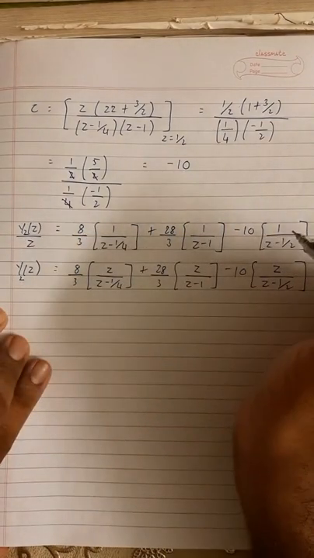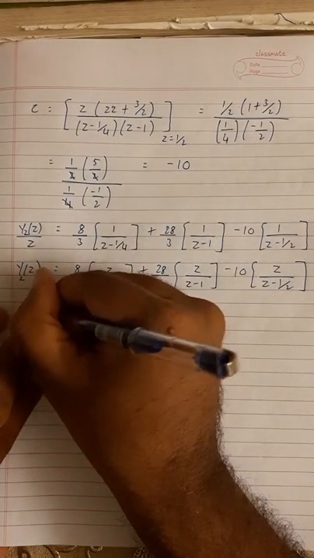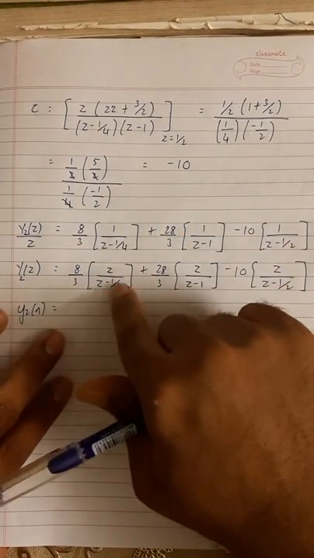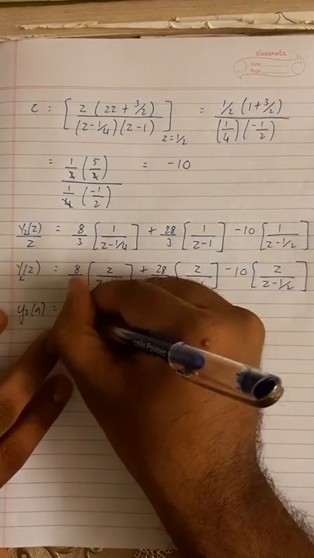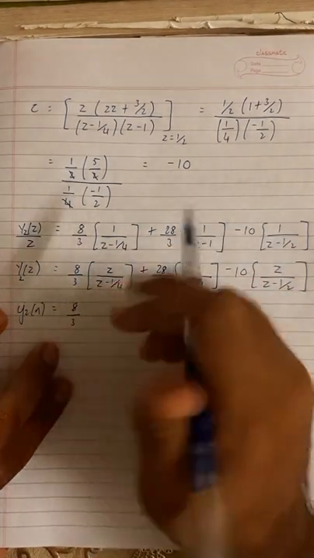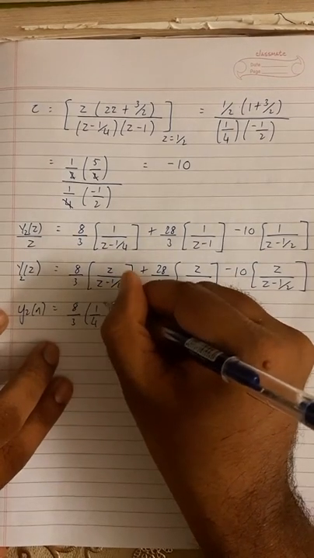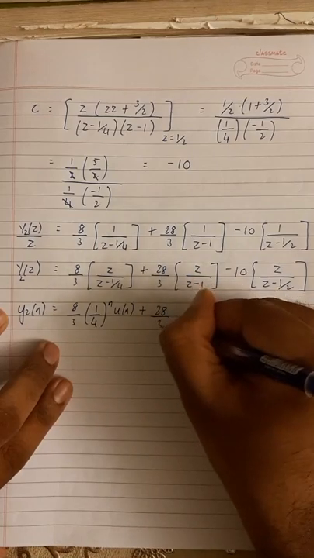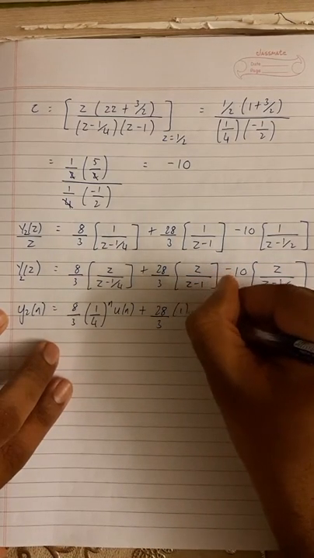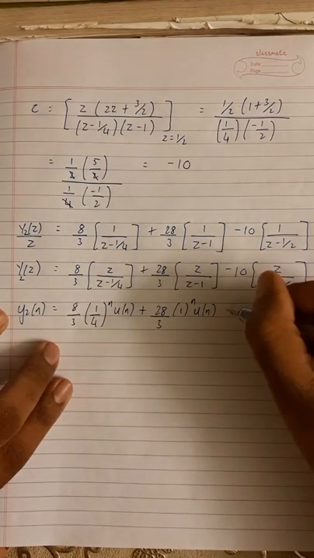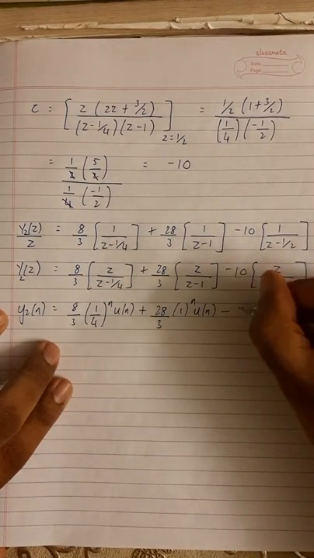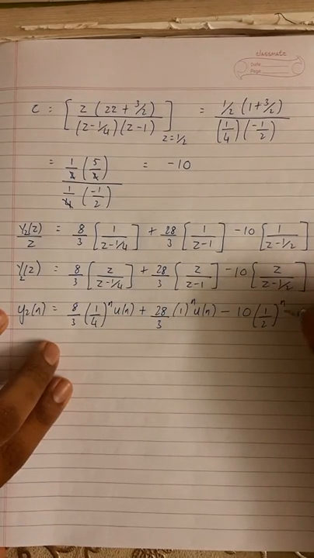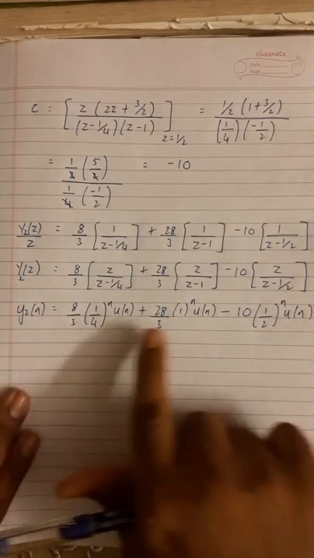So therefore from here I can say what is y2(n), right? y2(n) is nothing but I can now take the inverse of this. So this will become 8/3 into (1/4)^n u(n) plus 28/3 into 1^n u(n) minus 10 into (1/2)^n u(n). So this is y2(n).